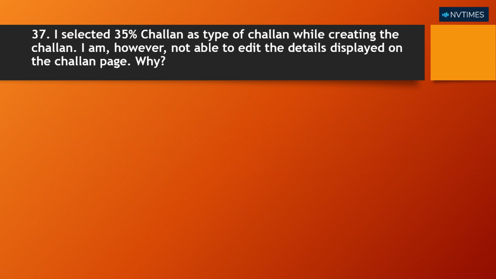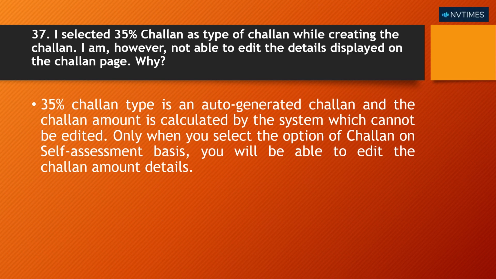I selected 35% challan as type of challan while creating the challan. I am, however, not able to edit the details displayed on challan page. Why? 35% challan type is an auto-generated challan and the challan amount is calculated by the system, which cannot be edited. Only when you select the option of challan on self-assessment basis, you will be able to edit the challan amount details.